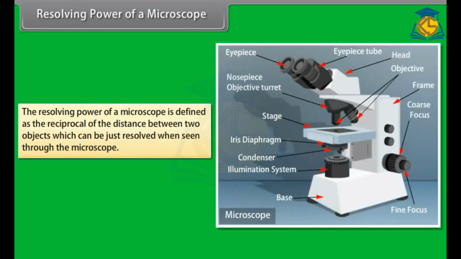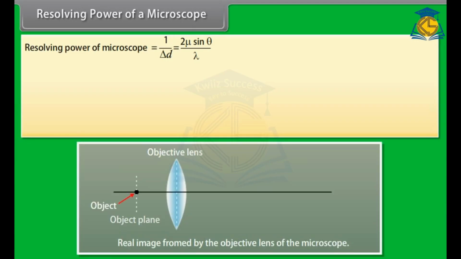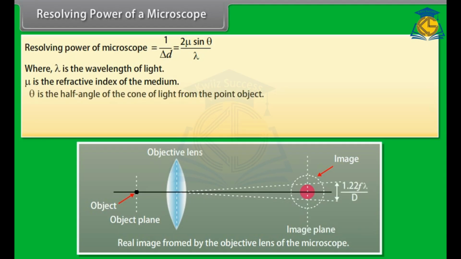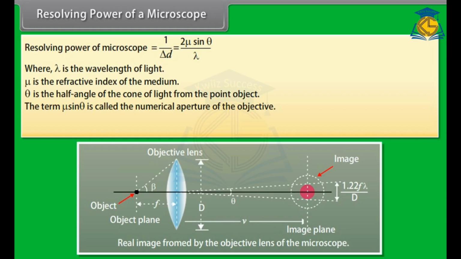Resolving power of a microscope. The resolving power of a microscope is defined as the reciprocal of the distance between two objects which can be just resolved when seen through the microscope. 1 upon delta D is equal to 2 mu sin theta upon lambda, where lambda is the wavelength of light, mu is the refractive index of the medium, and theta is the half angle of the cone of light from the point object. The term mu sin theta is called the numerical aperture of the objective.